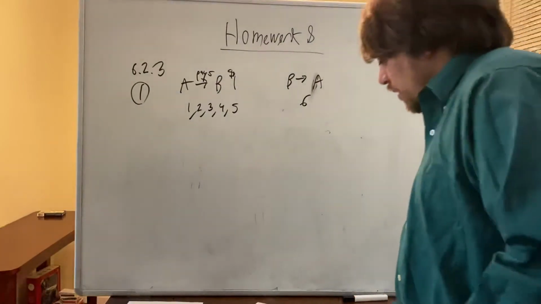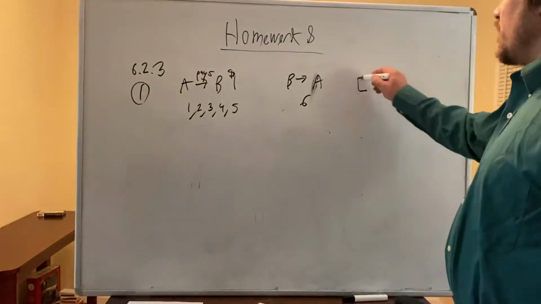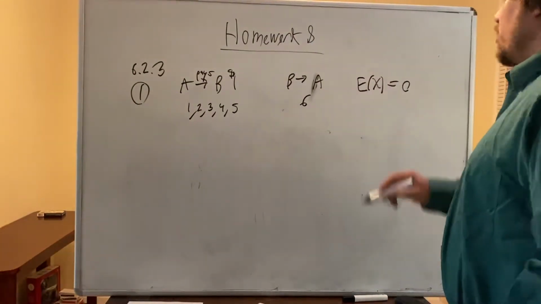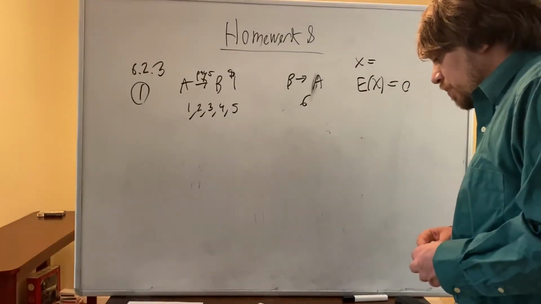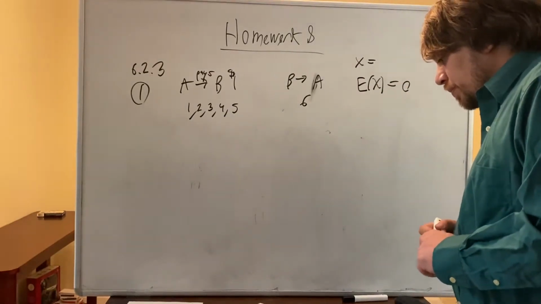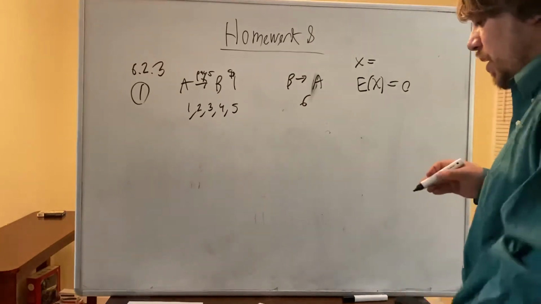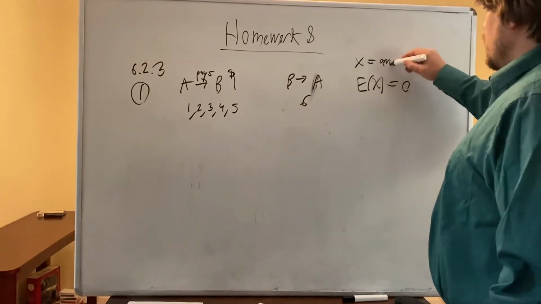So we want this to be a fair game. So what we want is the expected value to be 0, where x is the amount A pays B.